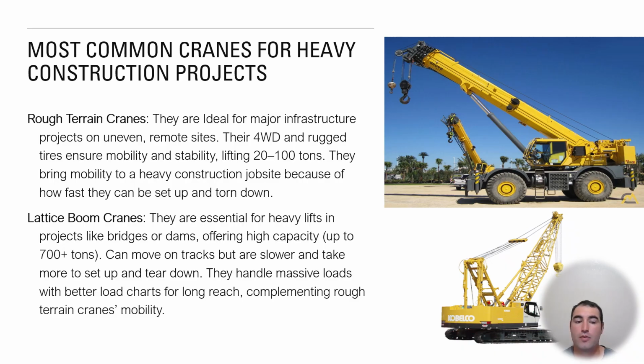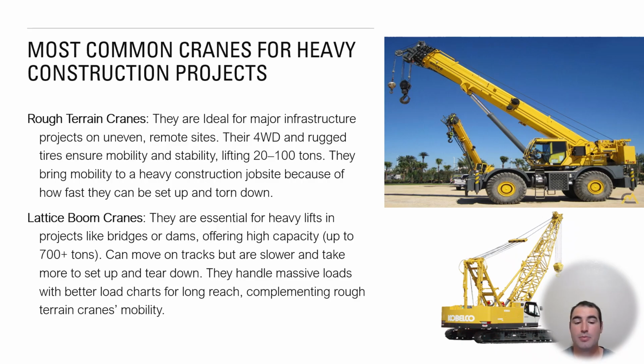So I'm going to go over the most common cranes for heavy construction projects. Here on the top right is a rough terrain crane. They're ideal for major infrastructure projects that are on uneven or remote sites. They have four-wheel drive, and they have rugged tires to ensure mobility and stability. Their lifting capacities range between 20 and 100 tons, and they bring mobility to heavy construction job sites because of how fast they can be set up and torn down.